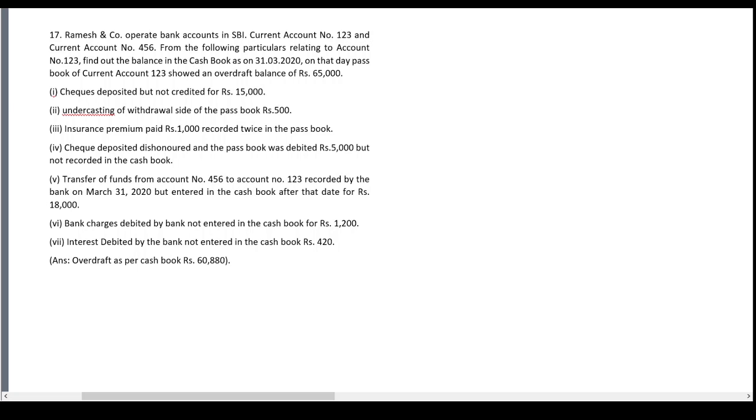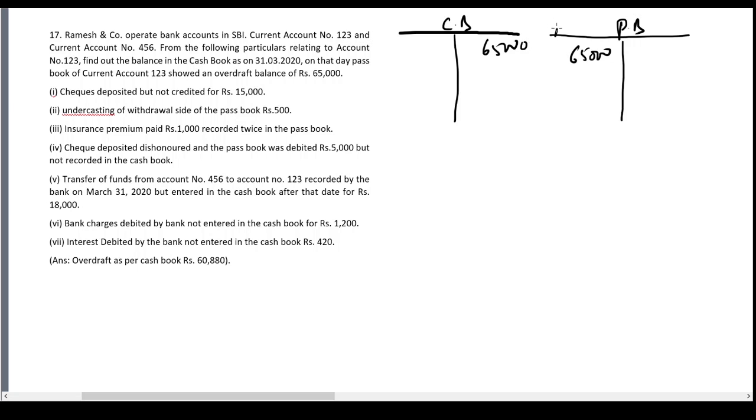So we have to start with the overdraft bank balance as per passbook and then try to arrive at the cash book balance. So let us prepare our working notes. In this problem we will restrict our discussion only to which item has to be added and which item has to be subtracted. Cash book, passbook. The passbook showed an overdraft balance of 65,000.